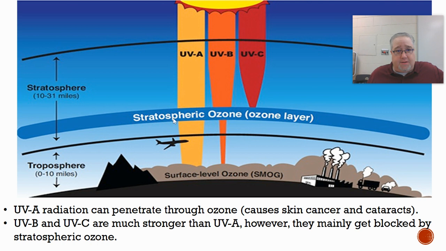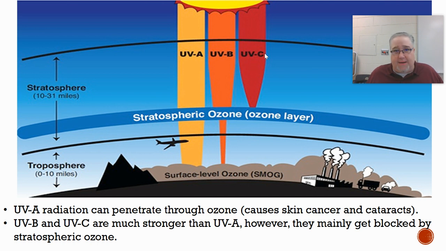But as far as the stratospheric ozone goes, again, this is located in the middle of the stratosphere, so you can see where it's located. Its job is really to block these different forms of ultraviolet radiation, and do know that it is ultraviolet radiation, which is part of the electromagnetic spectrum. There are three different types of ultraviolet radiation that you should know. They're called UVA, UVB, and UVC.